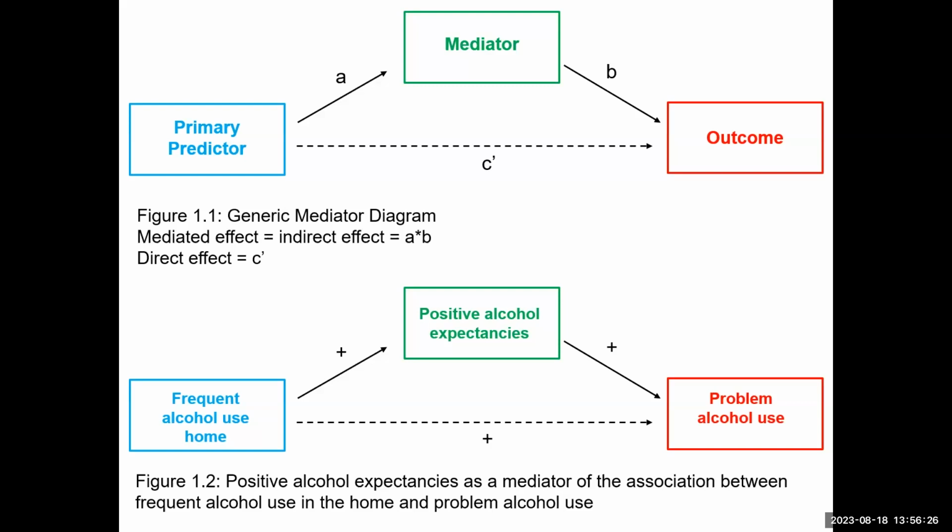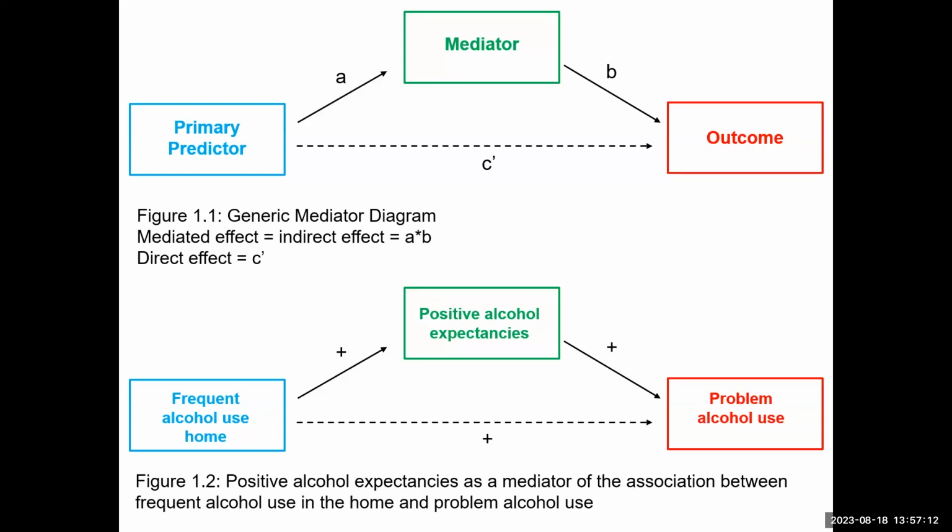The path labeled A is the path that links the primary predictor to the mediator. The path labeled B is the path that links the mediator to the outcome. And the path labeled C prime is the path that links the primary predictor to the outcome, controlling for the mediator. I'm not really going to talk about the statistical analysis involved in testing for mediators, but I do say here that the mediated effect is often referred to as the indirect effect, and it's tested as a product of the A and B paths. And then the direct effect, C prime, is the effect of the primary predictor on the outcome, statistically controlling for the effects of the mediator.